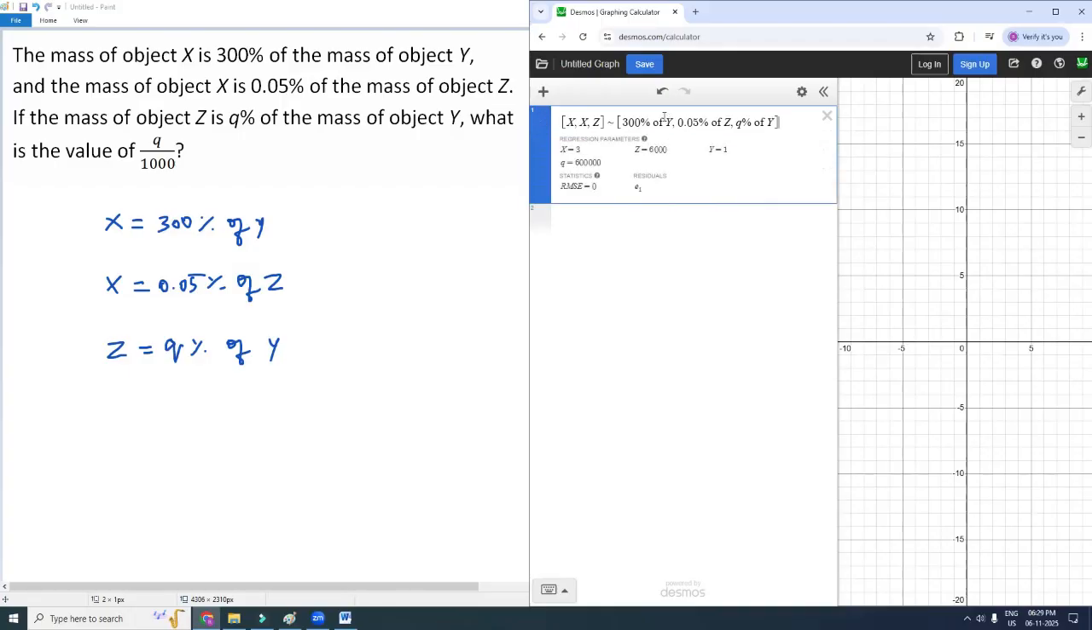Okay, here I got the value of Q, that is 600,000. And our aim is to find the value of Q over 1000. Okay, let me type it over here: Q over 1000. Okay, I got the value of Q over 1000, that is 600.